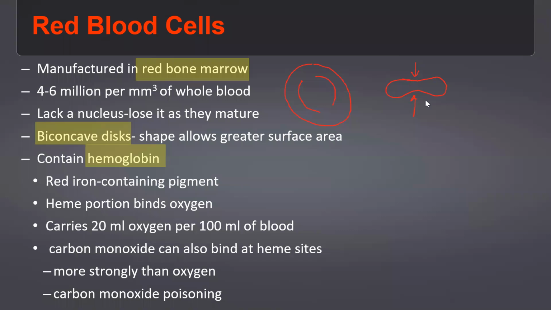Okay, getting to carbon monoxide. You probably heard about carbon monoxide being very dangerous because it's an odorless, colorless gas. And the reason that carbon monoxide is dangerous is because when there's no oxygen around, or if there's an abundance of carbon monoxide, it can actually bind to those heme sites in place of oxygen.